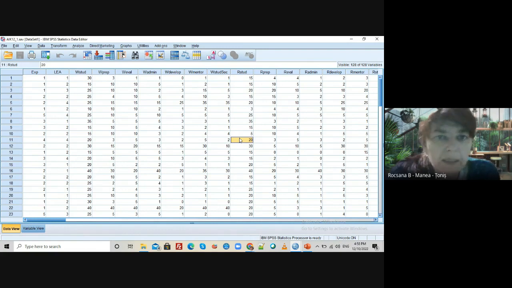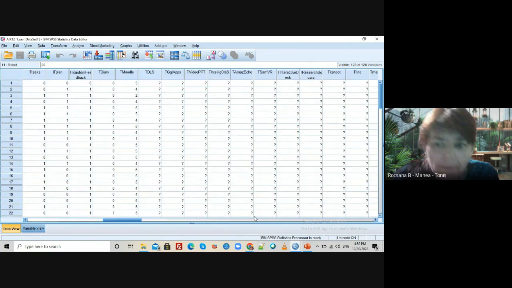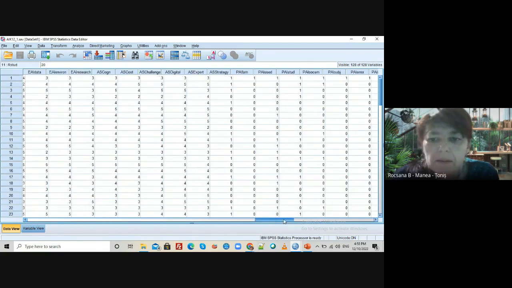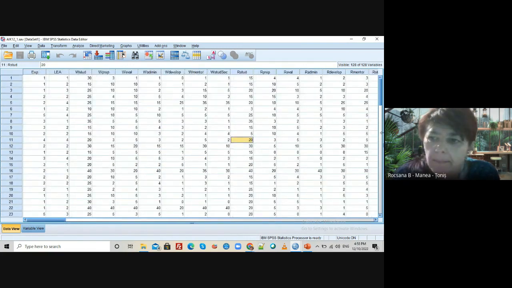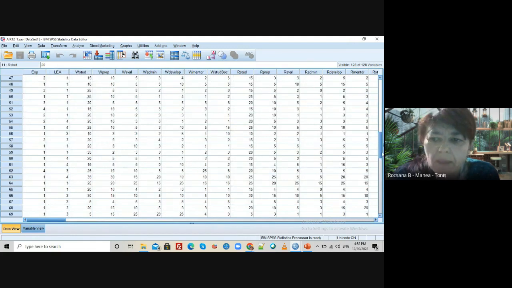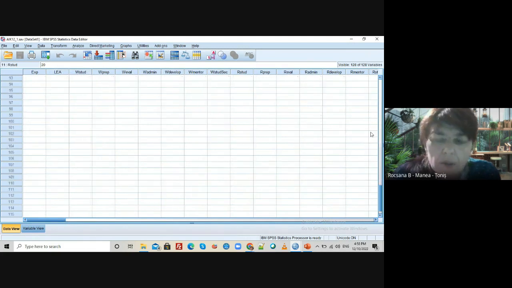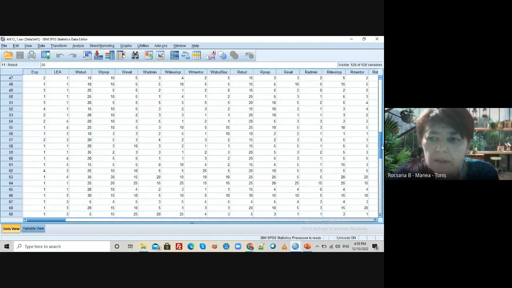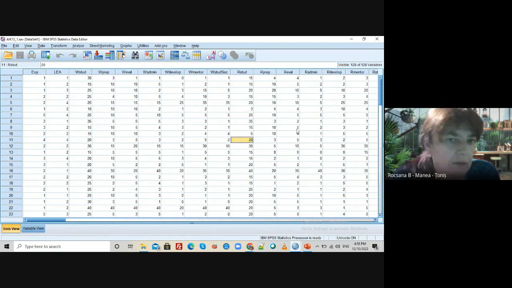Hereby, we may see that we have a lot of data in this database. So let's do, for real, a neural network analysis in SPSS.